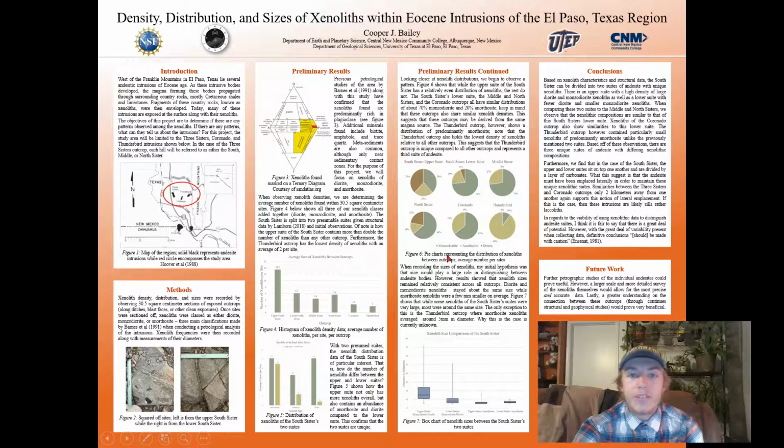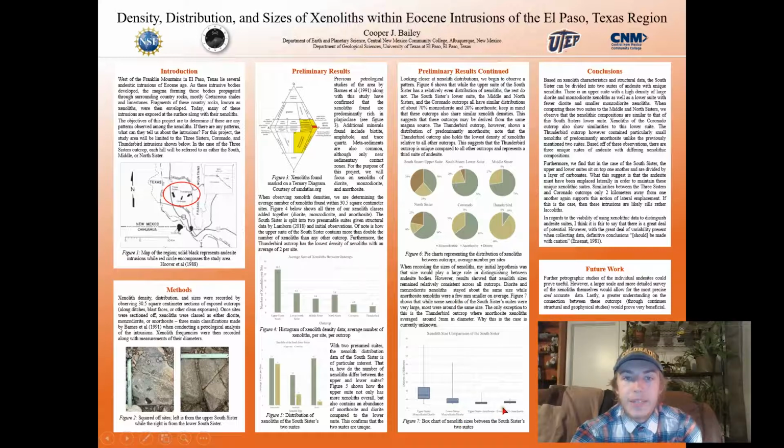Looking at the distributions of all the suites here in Figure 6, we start to see a trend. We see that the South Sister's lower suite, the Middle Sister, and the North Sister all share relatively similar distributions of xenoliths, with the blue being monzodiorite, the green being anorthosite, and the brown being diorite. Furthermore, the Coronado outcrop also resembles this distribution. This is in contrast to the Thunderbird outcrop, which we can see here is disproportionately composed of anorthosite in comparison.